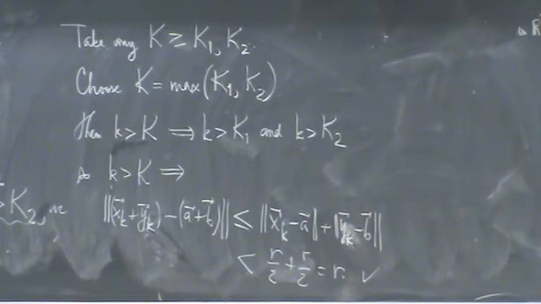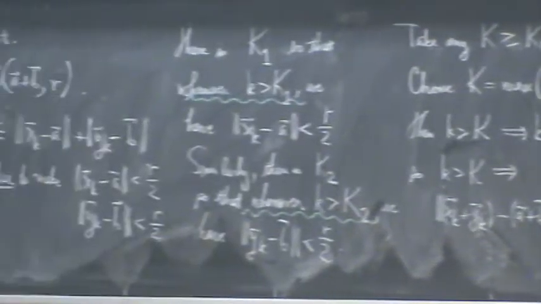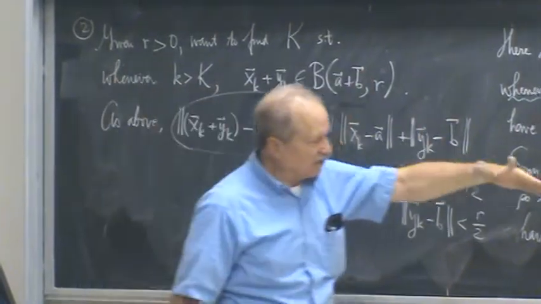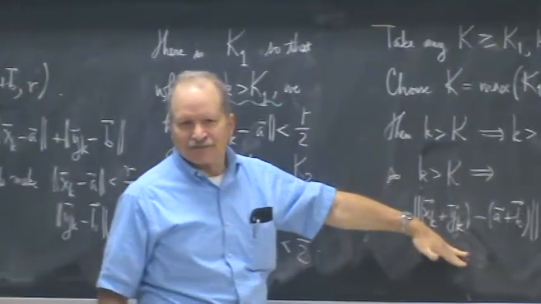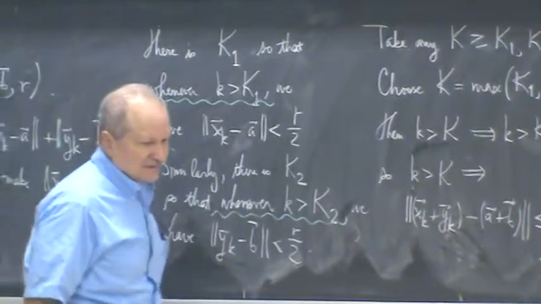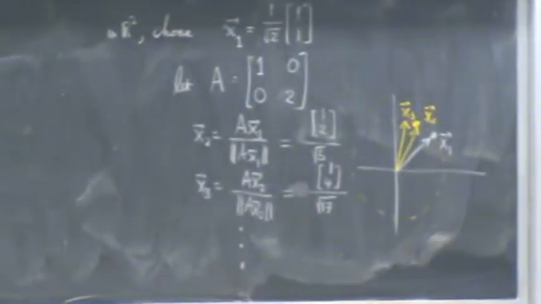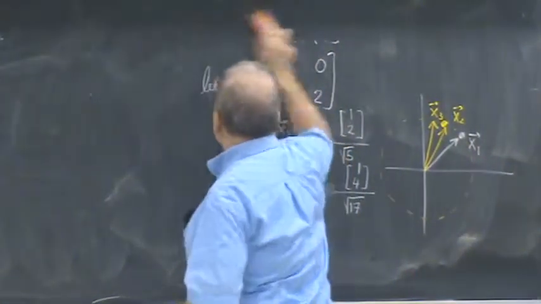All right, I wanted to find a capital K that guarantees that xk plus yk will be in the ball of radius r, centered at a plus b, and I've now fulfilled that obligation. This is not a course where you're going to spend weeks of your life writing out arguments like this, but you will occasionally be doing arguments that are of that spirit.